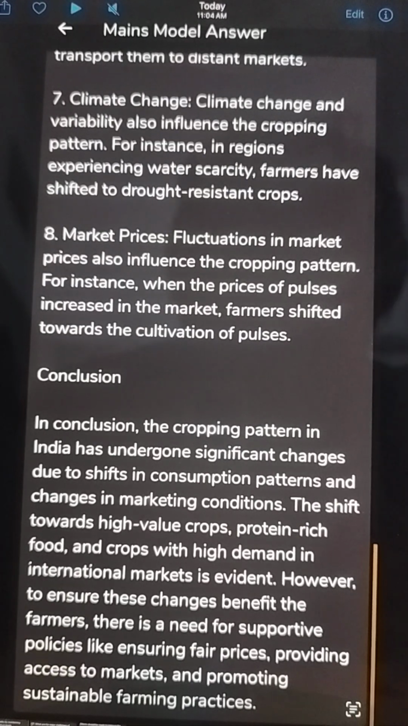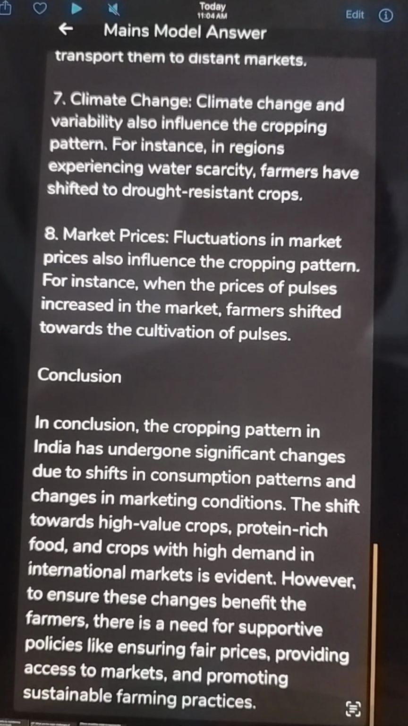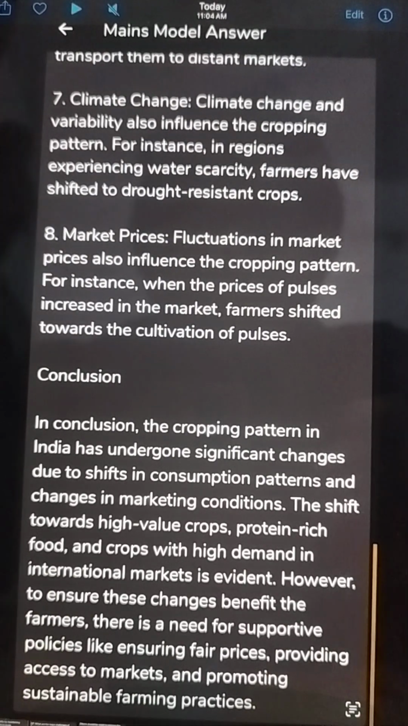Then in conclusion, the cropping pattern in India has undergone significant changes due to shifts in the consumption patterns and changes in the marketing conditions. The shift towards high-value crops, protein-rich food, and crops with high demand in international markets is evident. However, to ensure these changes benefit the farmers, there is a need for supportive policies like ensuring fair prices, providing access to markets, and promoting sustainable farming practices.